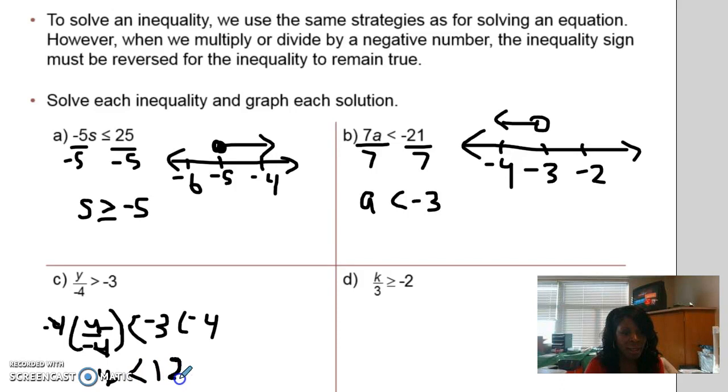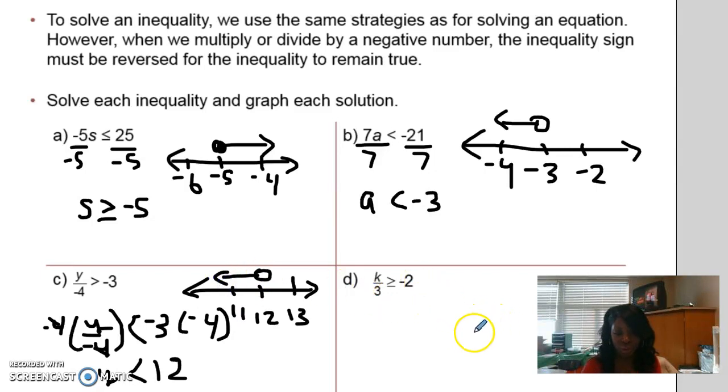Okay, so again, we have negative 1/4 y is greater than negative 3. To get y by itself, we're dividing here by negative 1/4. We want to multiply both sides by negative 4, or just multiply by the reciprocal. So let's graph that. We have a 12, we have a 13, we have a 11. Y is less than 12, so all the numbers less than 12 make that solution true.